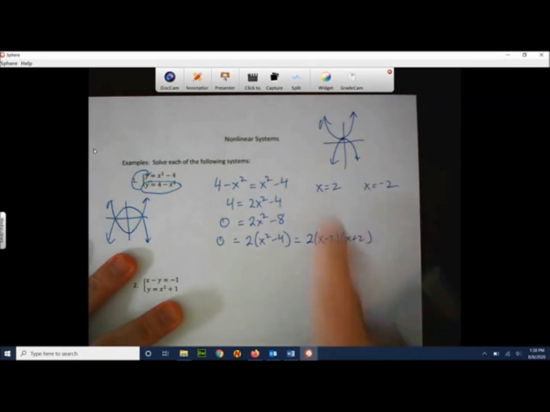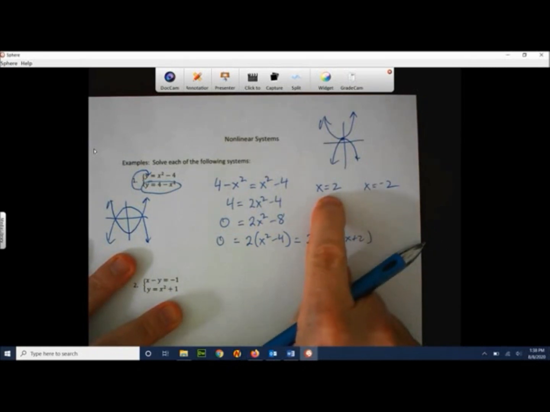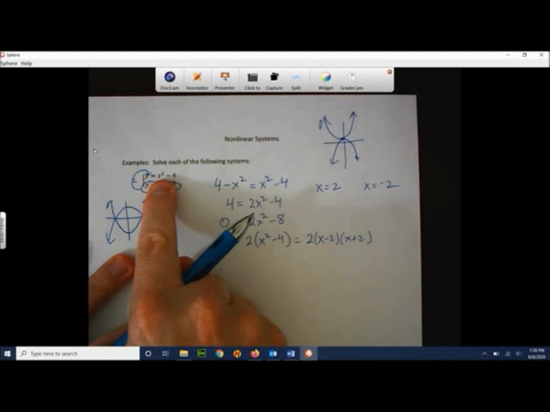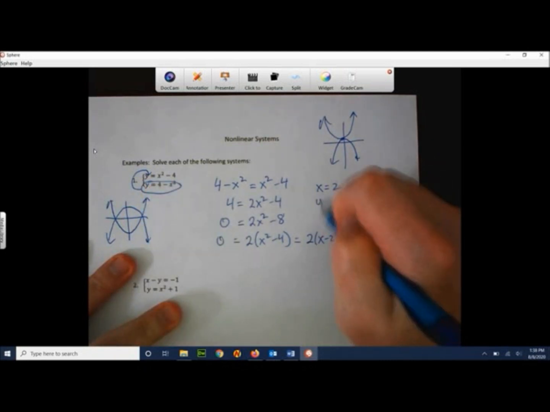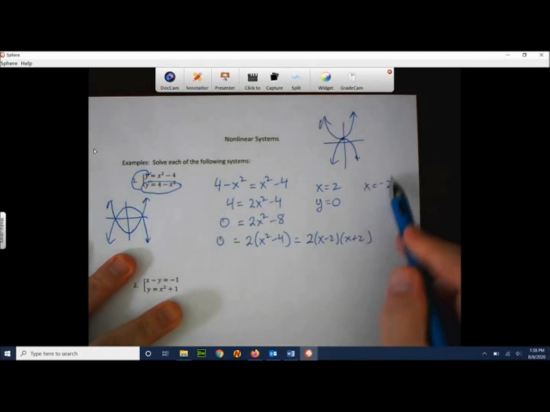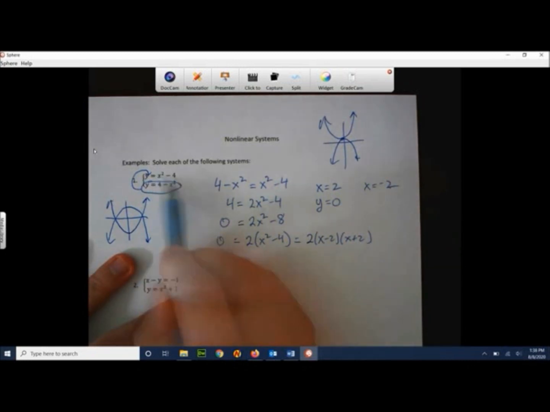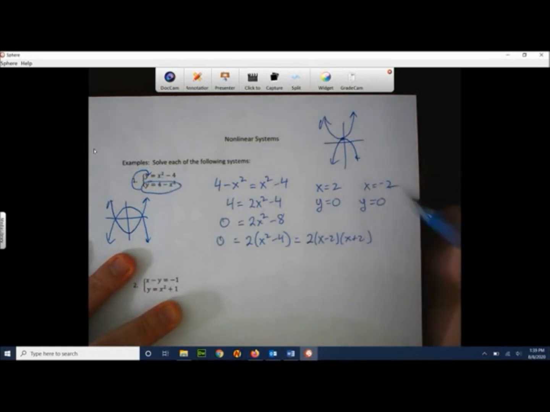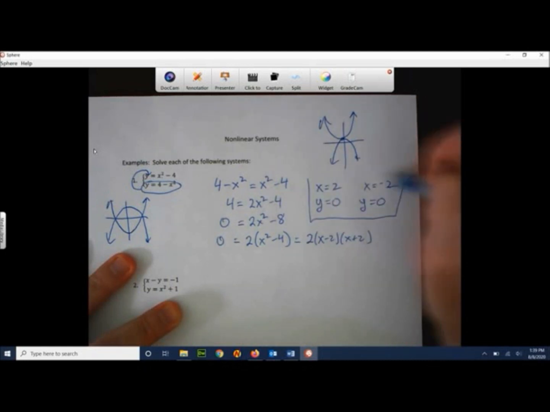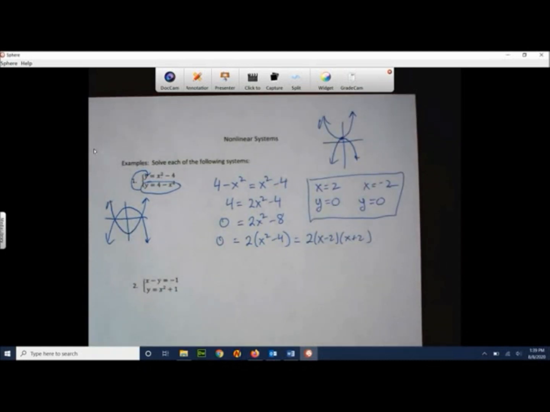Now what I do is I take these answers and I plug them into either of the equations, it doesn't matter which one. I'll use this one. When I plug in 2, I get 4 minus 4, that's 0. So I get y equals 0. And when I plug in negative 2, I get negative 2 squared is 4 again. 4 minus 4 is 0. So it turns out that these two parabolas cross at 2 points.